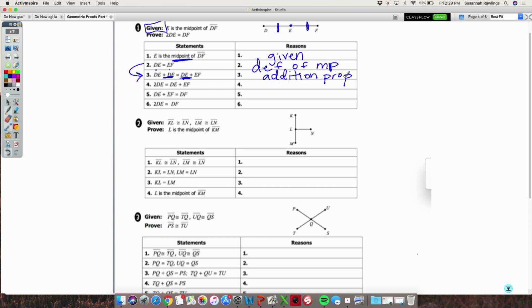Okay, from step 3 to step 4, talk to your partner real fast. What do you guys see that changed? Only one thing changed there. Talk to your partner. What do you see that changed?